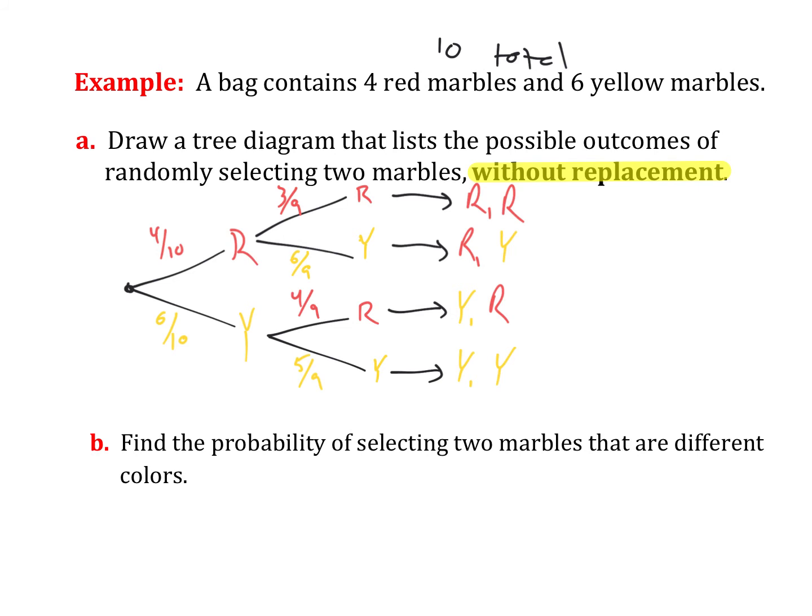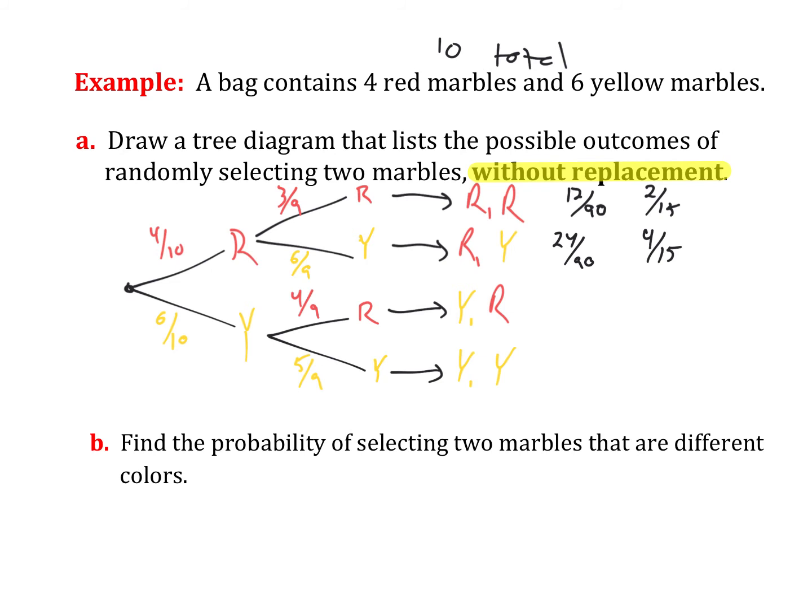To get these probabilities, we multiply along the branches. So 2 reds in a row, I'd have 4 over 10, 3 over 9. So that would be 12 over 90, and that's going to reduce to 2/15. If I go red, then yellow, that'd be 4 times 6, 24 over 90, so 24 90ths. And that's going to reduce to 4 over 15. It's reducing down by a factor of 6.